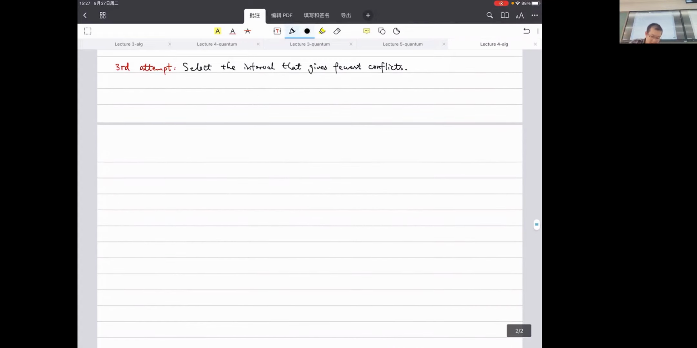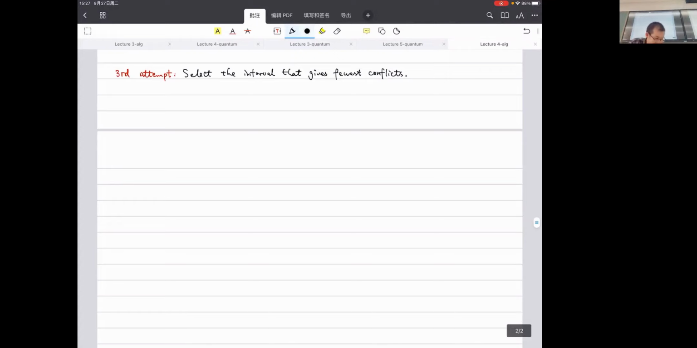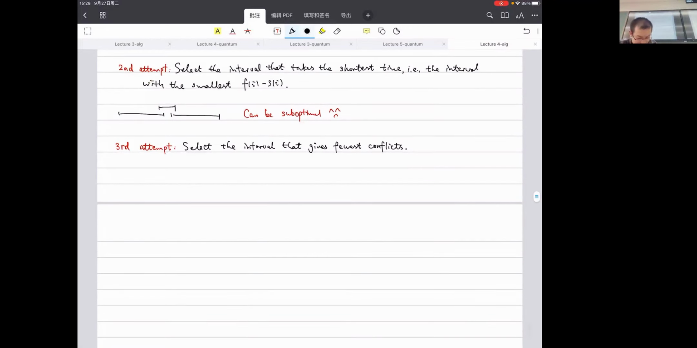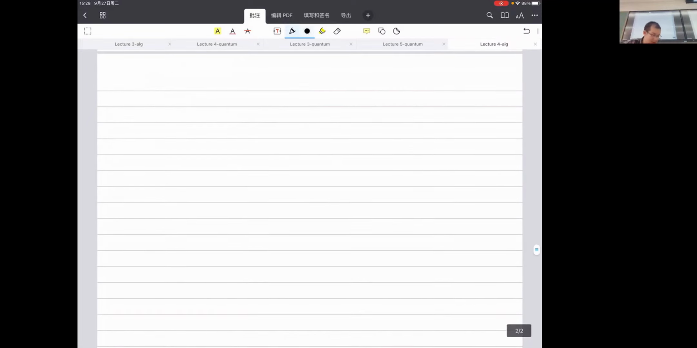Let's consider such an example. For the third attempt, we want to construct something. If you look at these two examples, selecting the interval that gives the fewest conflicts actually gives you the optimal strategy for these two events. But maybe there are some more sophisticated examples where you want to examine your current strategy. So this is a little bit of a contrived example, but let's take a look at this example. And maybe, for instance, there are intervals on this.